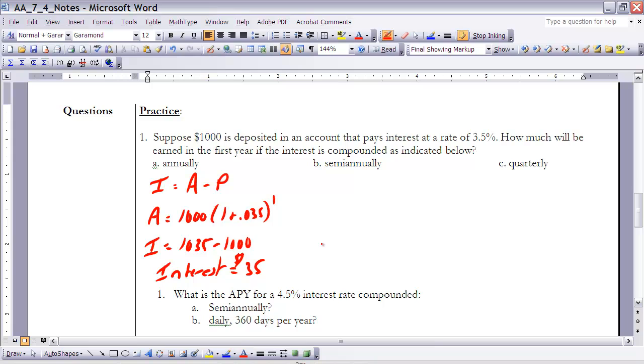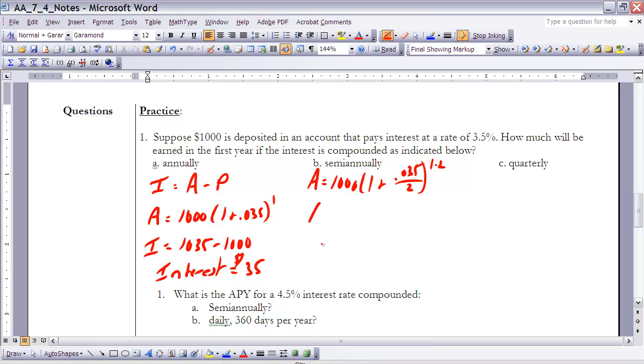Now, if we look at it semi-annually, we have to use our other formula to do that. However, the idea of finding the interest being the amount minus the principal is still the same. So now my amount is going to be equal to that same 1,000 times 1 plus 0.035 divided by 2, because there's 2 periods if I'm doing it semi-annually. And then it's going to be raised to the 1 times 2.